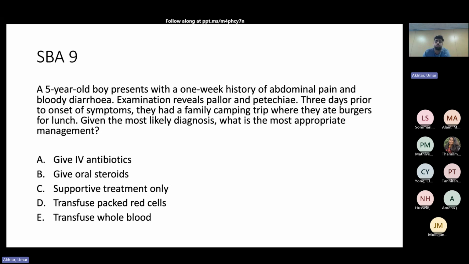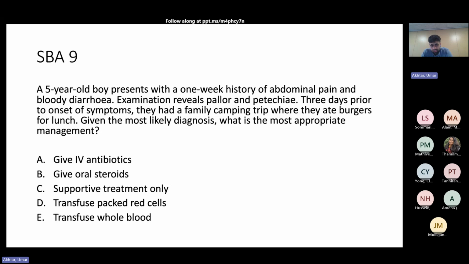And then we've got examination reveals pallor and petechiae. So that's already pointing us towards, okay, something's going wrong here. This is not a normal gastroenteritis. This is something different or a more severe form. And then they've got the big clue of the family camping trip where they ate burgers for lunch.